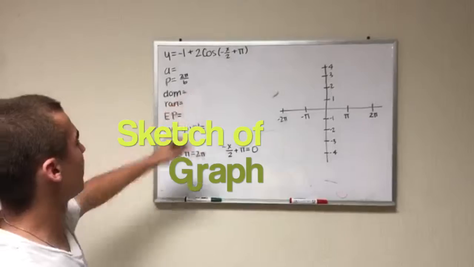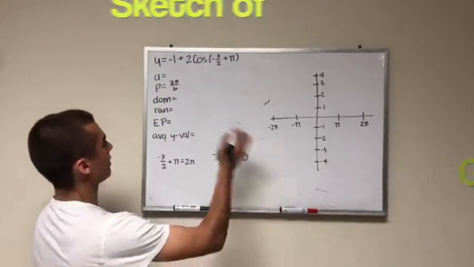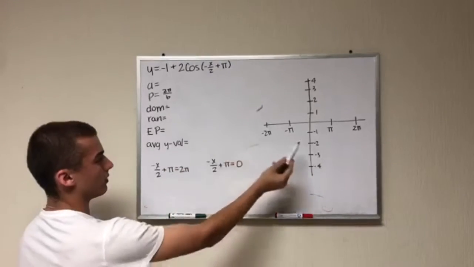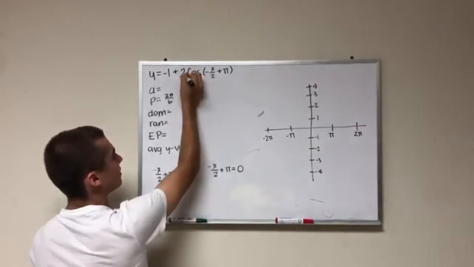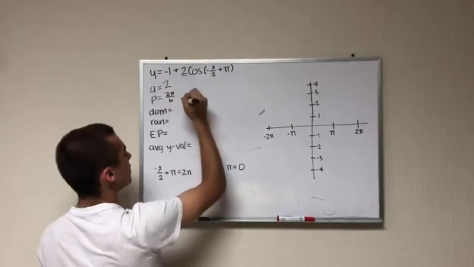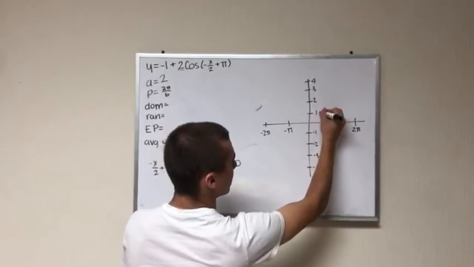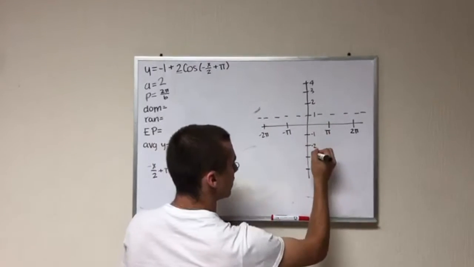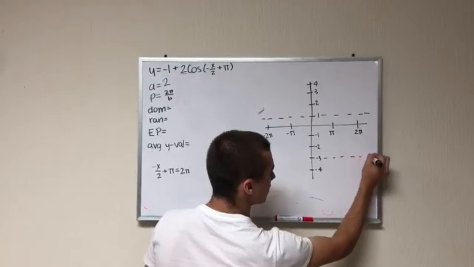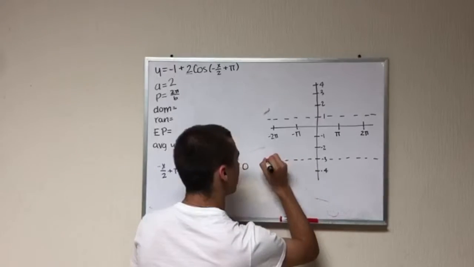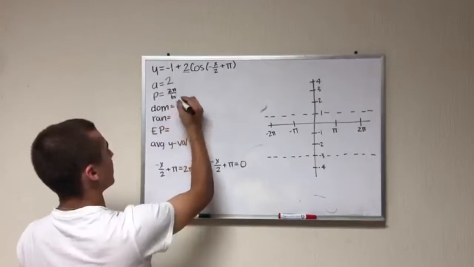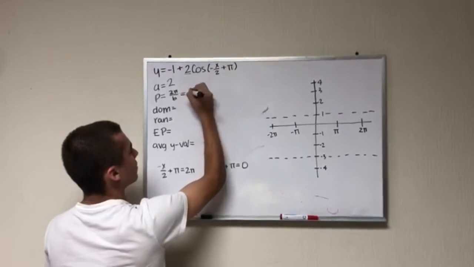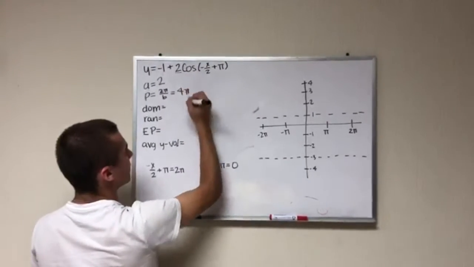Okay, so here we have a problem. We're going to get the amplitude, period, domain, range, endpoints, and average value in the graph. The amplitude is 2, which means it will end here and here. And the period is 2 pi over b. It's equal to 4 pi.